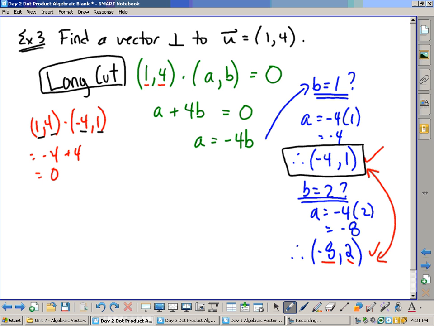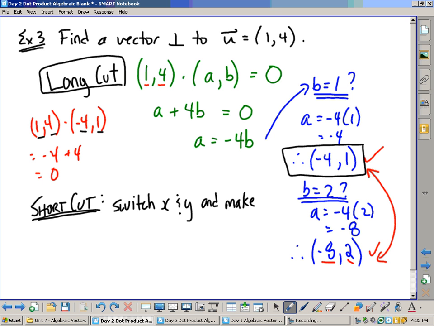So there is a shortcut. The shortcut is this. If you're given a vector and you want to find one that's orthogonal or perpendicular, simply switch x and y and make one of them negative.